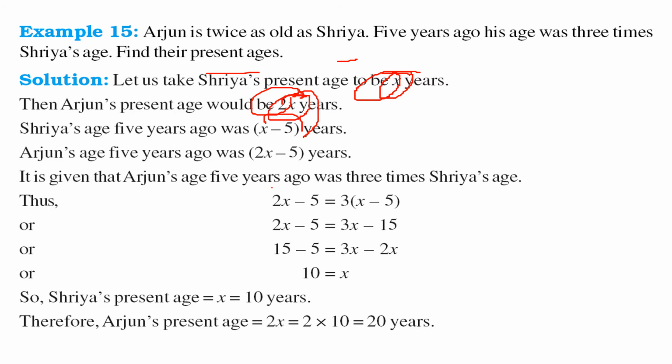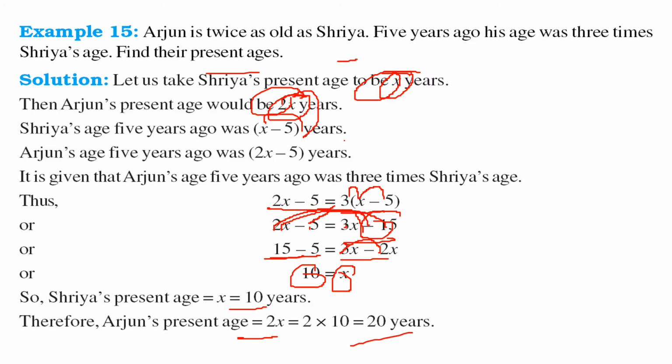What is given is that 5 years ago, Arjun's age was 3 times Shriya's age. So Arjun's age 5 years ago was 2x minus 5, and this will be thrice x minus 5, that is thrice the age of Shriya. And we solve it: 3 into x minus 15. Now you can take one step here. 2x you can transfer here, 15 you can transfer here, and the sign will be changed. Minus 15 will be plus 15, and this 2x will be minus 2x. So 3x minus 2x is x, and 15 minus 5 is 10. So x is 10, and Arjun's age, because it is twice, will be 20 years.